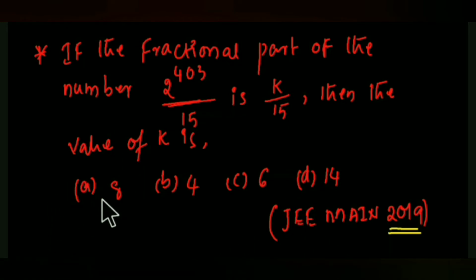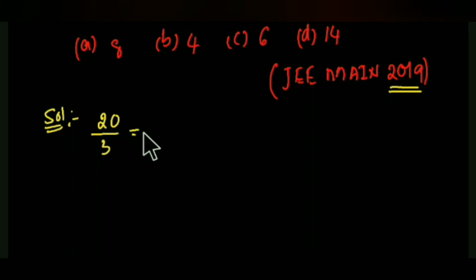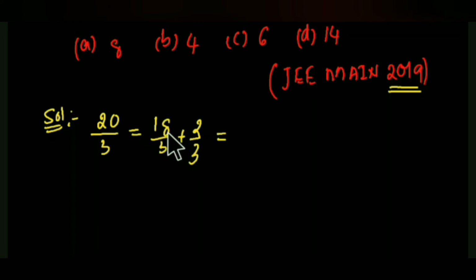Let me discuss the difference between remainder and fractional part. I am taking one example: 20 is divided by 3. I can write this as 18 by 3 plus 2 by 3, right? 18 plus 2 is 20. 18 by 3 is divisible, 2 is not divided. So we can write 6 plus 2 by 3 here. So I can say that 2 is the remainder in this case. 2 is left out as a remainder.